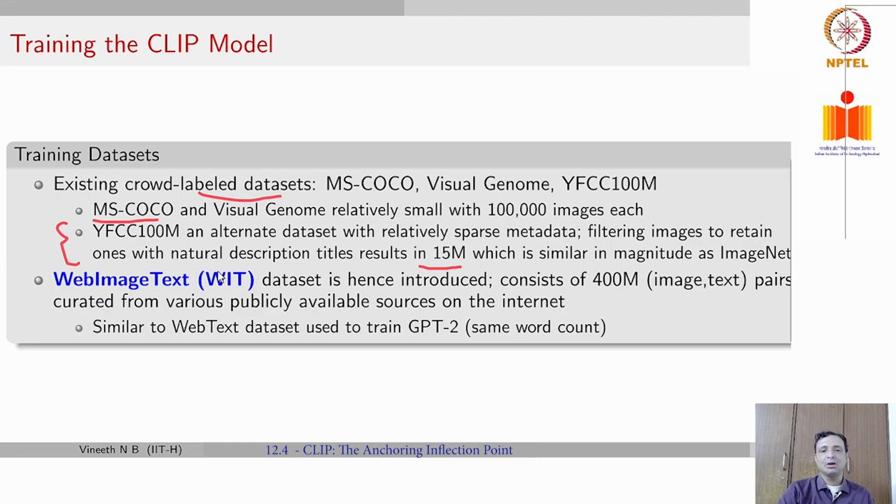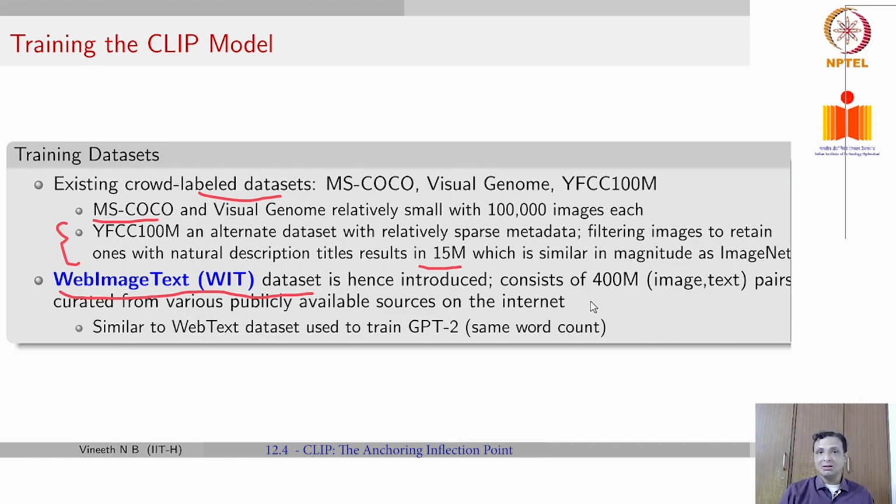Given these are relatively smaller datasets, the authors of CLIP created their own dataset called the Web Image Text, or the WIT dataset, which consisted of 400 million image-text pairs curated from various publicly available sources on the internet. This was their magic potion, if you can say so.